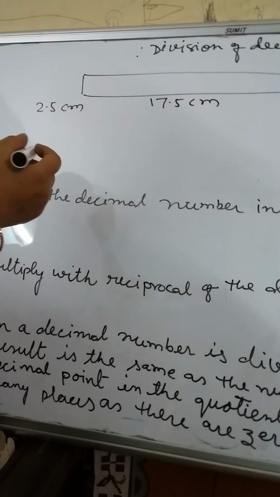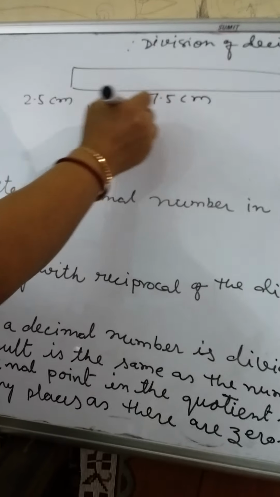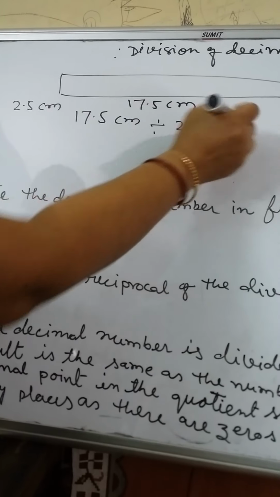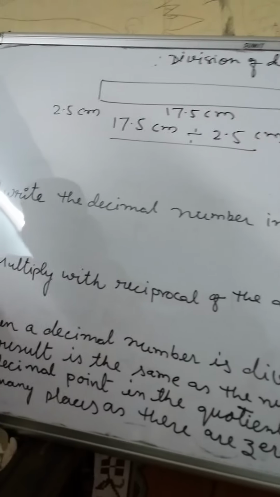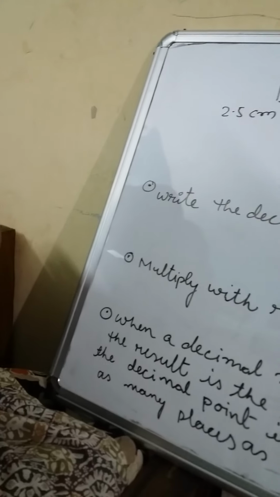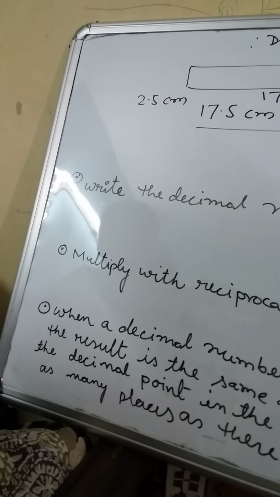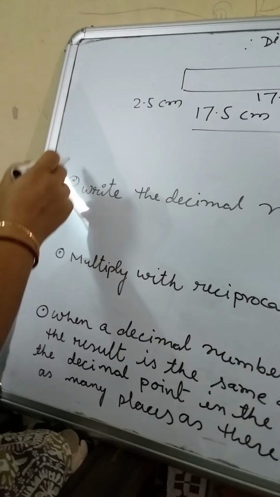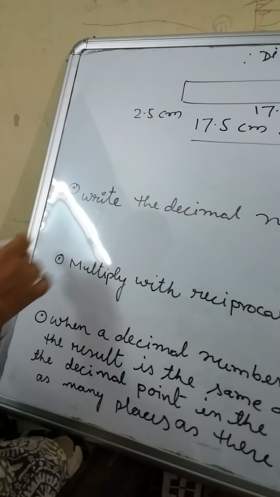So what you have to do? You have to divide 17.5 centimeters by 2.5 centimeters. So this is where division comes in. Now the question is, how do we divide a decimal number? First you have to remember, or follow, some steps.